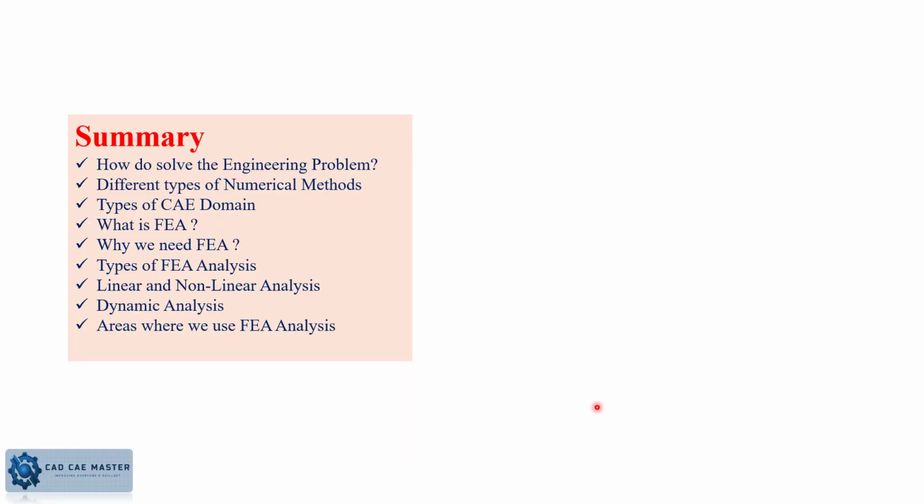Yeah. Well, I think that's all about this session. So here we are at the summary stage. We had gone through the engineering problems, we had seen the numerical methods, different types of numerical methods, types of CAE domains, FEA, why we need it, the type of FEA analysis, linear and non-linear analysis, dynamic analysis, and areas where we use the FEA analysis. I hope you got a clear idea about what exactly these terminologies are, and where exactly we use the FEA and the basics of FEA.